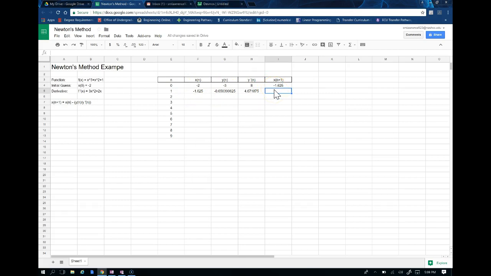And then I just want the x-intercept that the tangent line gives me. So again, I'm going to go back to my formula for x of n plus 1. And this is going to be my current x value minus the y divided by the y prime.